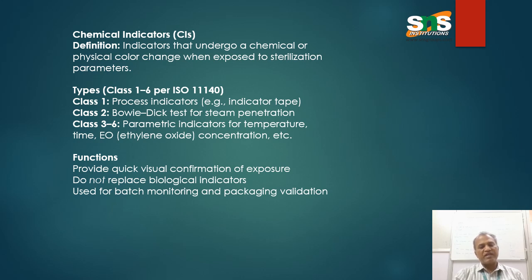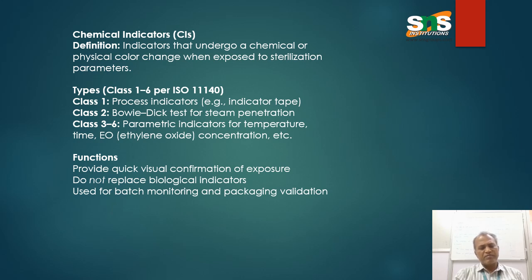So what are the types? As per the ISO, there are class 1 to 6 types of chemical indicators. Class 1 is a process indicator. Class 2 is the Bowie-Dick indicator, especially to identify steam penetration. Class 3 to class 6 are parametric indicators, exclusively for temperature, time, and ethylene oxide gas concentration identification.